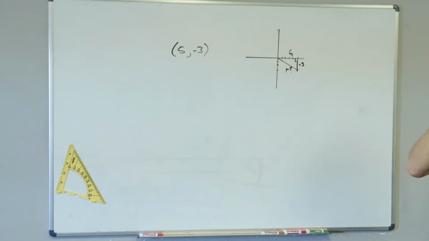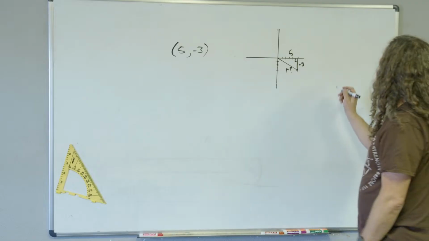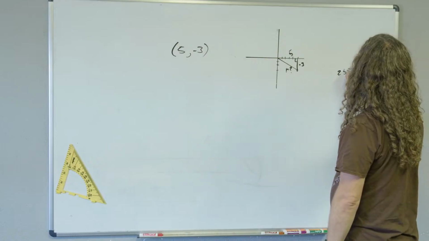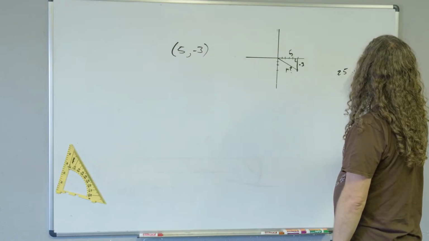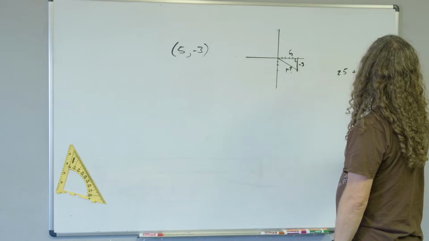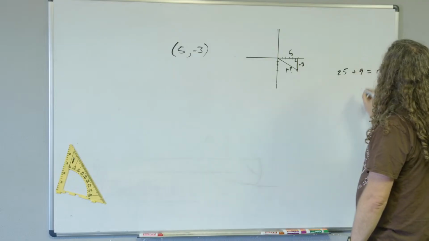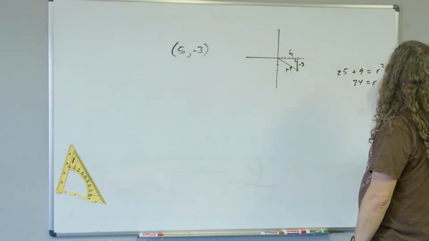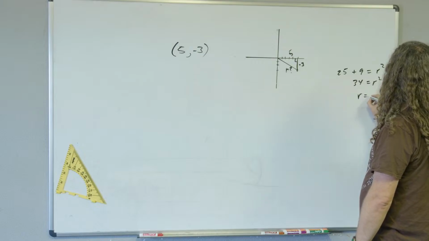Find the hypotenuse. Do the Pythagorean theorem. So you get the square root of 34. The square root of 34. Let's do the positive square root. Yes. That's right.